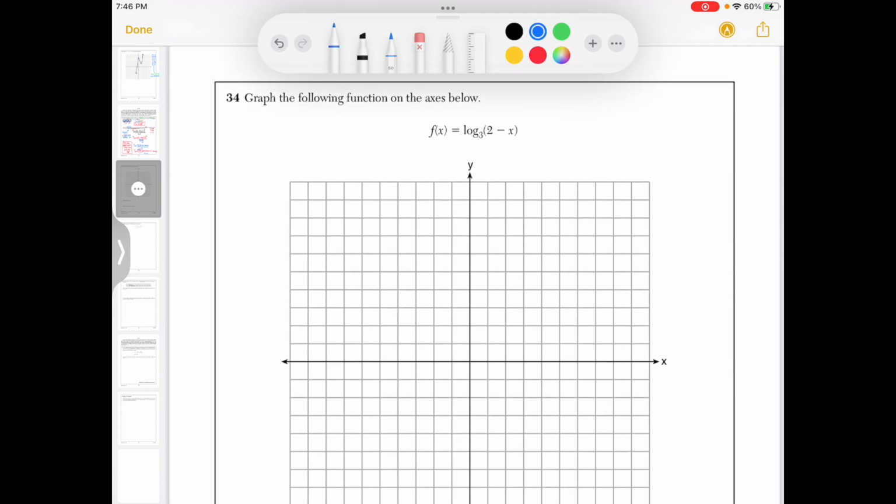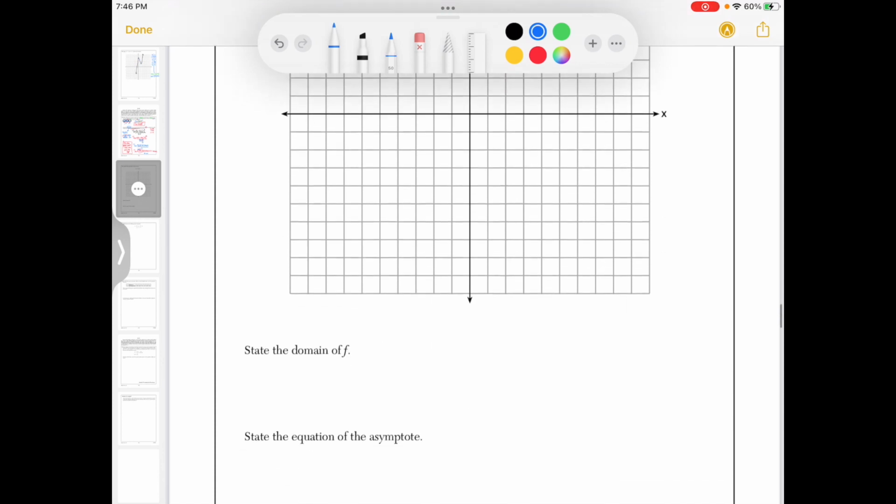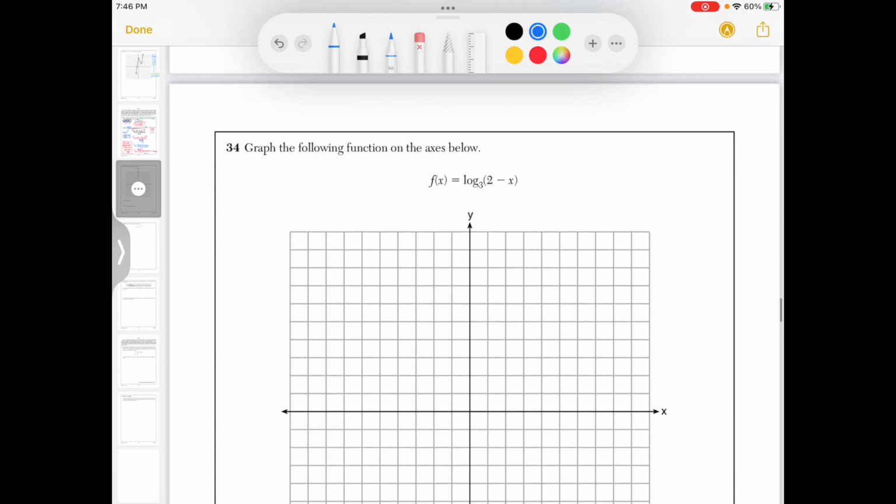Graph. Another graph. Oh, perfect. Love graphs. Now this is a log graph. It says graph the following function on the axis below, and there's a couple follow-up questions, but we'll get to those after we graph it.